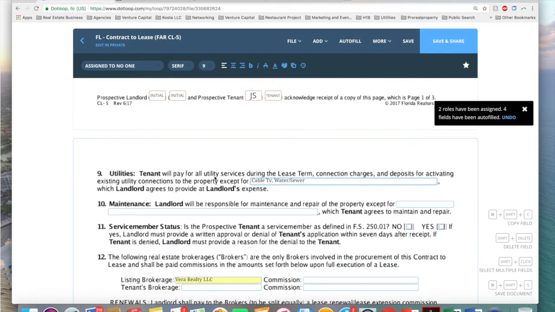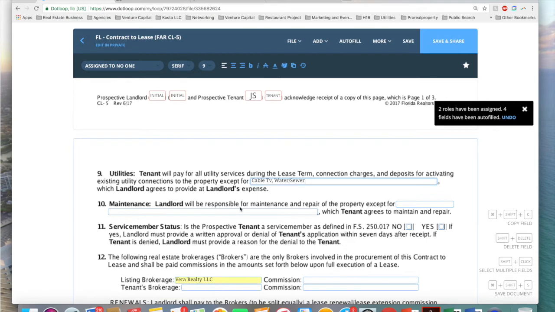So tenant will pay for all utility services during the lease term, connection charges and deposits to the property except for, so cable TV is included, landlord is paying for it, and water and sewer is included, so landlord is covering that. So tenants will be responsible for electricity, other services if they prefer.